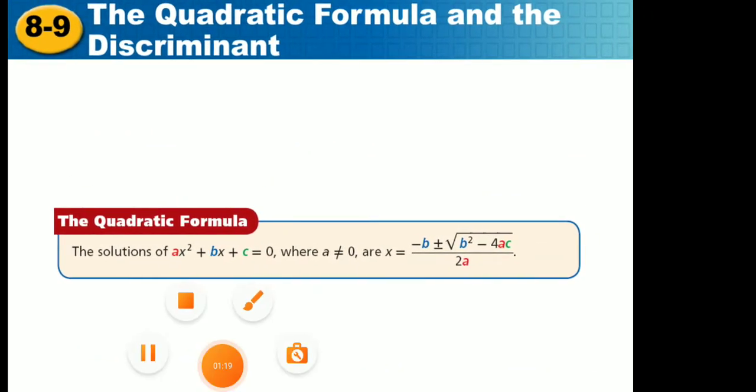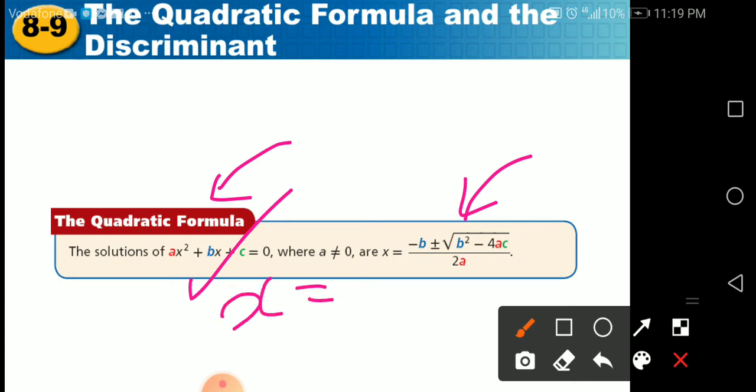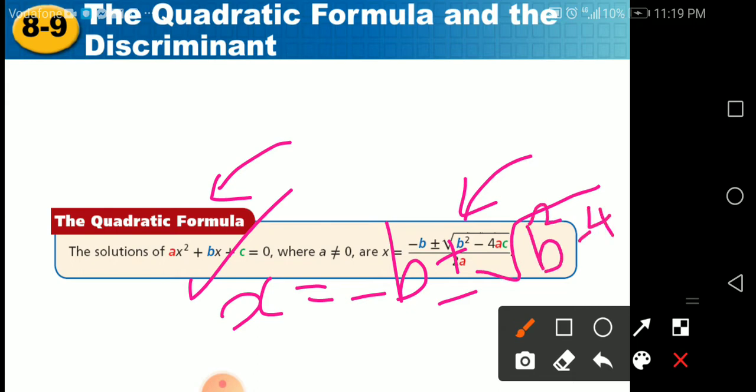But what's very important here is to study these two formulas very well, and we studied this last year. Remember well, when I ask you to find x, how can I find it? It has a rule. Let's study the rule together. Negative b plus or minus the square root of b squared minus 4ac, all over 2a.